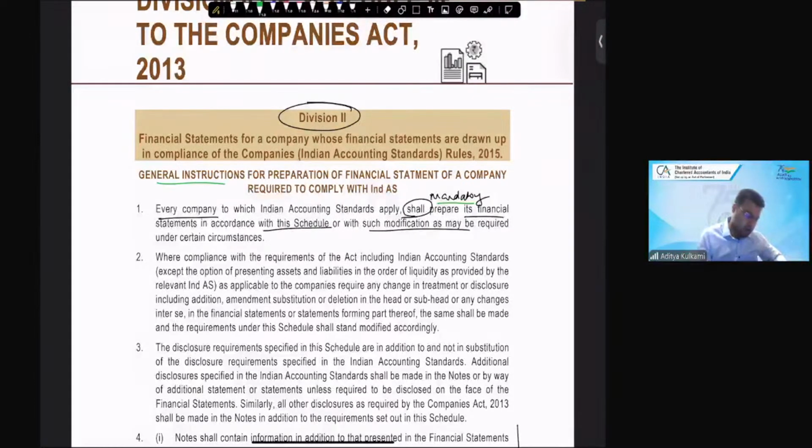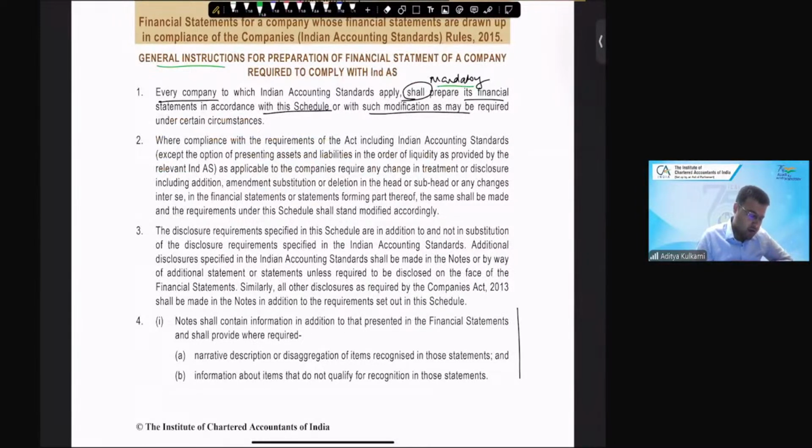Now, where compliance with the requirements of the Act, including Ind AS, as applicable to the companies, require any change in the treatment or disclosure, including addition, amendment, substitution, or deletion in heading or subheading in the financial statements, the same shall be made and the requirements under the schedule shall stand modified accordingly. So suppose the Act wants a particular disclosure. Just for example, suppose trade payables need to be categorized into MSME and non-MSME. If this becomes a statutory requirement, it is not there in the existing Schedule 3, but you can put it as a separate subheading, a separate categorization, and do the disclosure so that you can give the data that is required.